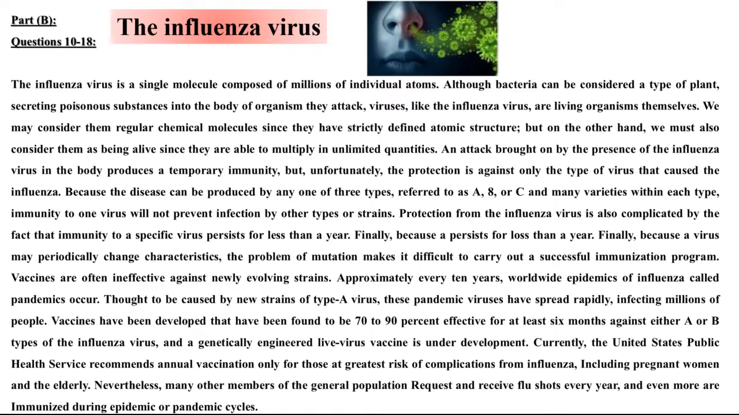Vaccines have been developed that have been found to be 70 to 90% effective for at least 6 months against either A or B types of the influenza virus, and a genetically engineered live virus vaccine is under development. Currently, the United States Public Health Service recommends annual vaccination only for those at greatest risk of complications from influenza, including pregnant women and the elderly.